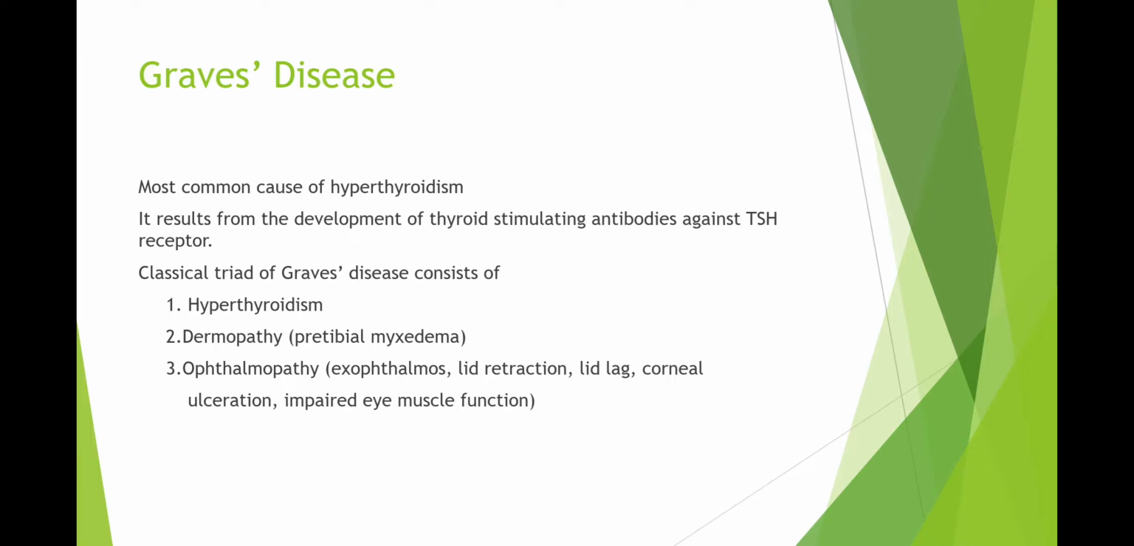First, about Graves' disease. It is the most common cause of hyperthyroidism. It results from the development of thyroid-stimulating antibodies against the TSH receptor. The classical triad of Graves' disease consists of 1. Hyperthyroidism, 2. Dermopathy, that is pretibial myxedema, and 3. Ophthalmopathy. It includes exophthalmos, lid retraction, lid lag, corneal ulceration, impaired eye muscle function.